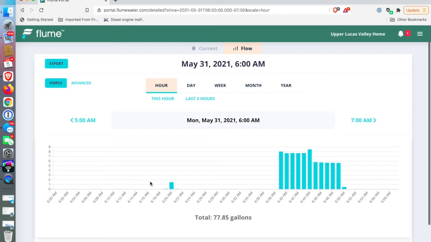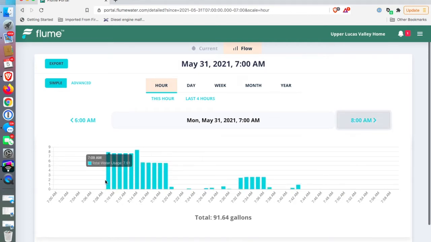And so I drilled into the 6 a.m. and I see some pretty good water usage here. And this is a little confusing to me because I had these set for 4 minutes to go off. And this is, let's see, 1, 2, 3, 4, 5, 6, 7, 8, 9, 10, 11. So not sure what's going on there. And then in the 7 a.m. hour, I see a similar pattern here.